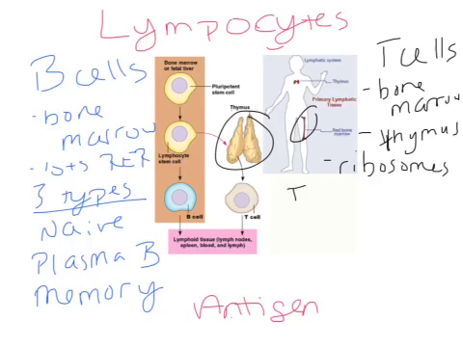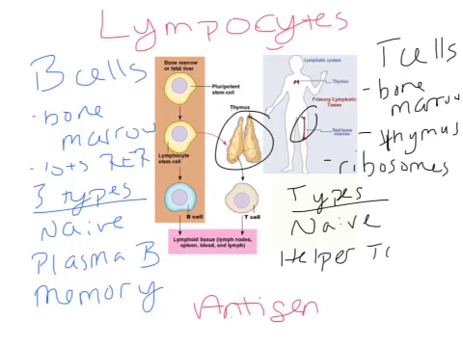Again, I have naive cells. These naive cells have not been exposed to antigens, so they're inactive. Then I have what are called helper T cells. Helper T cells help B cells, actually. Helper T cells activate B cells. So I've got naive cells that haven't been exposed to anything, helper T cells that actually activate B cells, and then I have cytotoxic T cells.